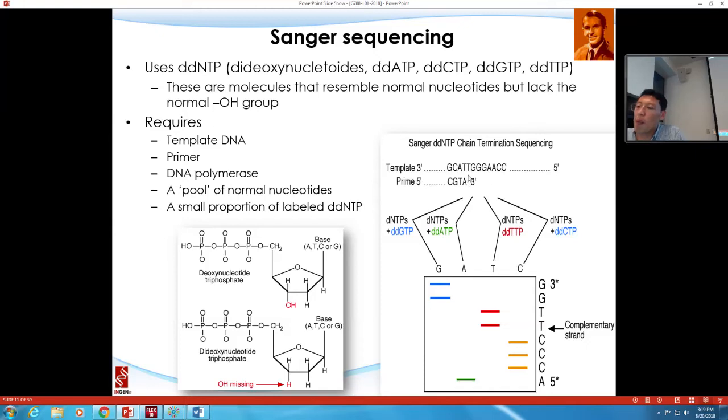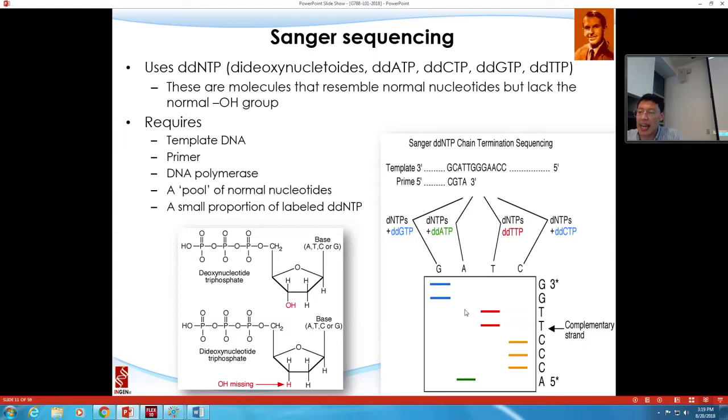But a small proportion of that A is going to be labeled ddNTP, meaning that that molecule will stop at this particular location. And that means that when you run it on the gel, it will be the shortest, so it goes the fastest in the gel.